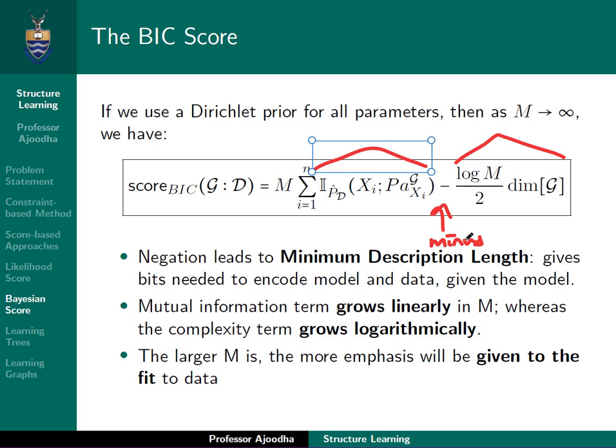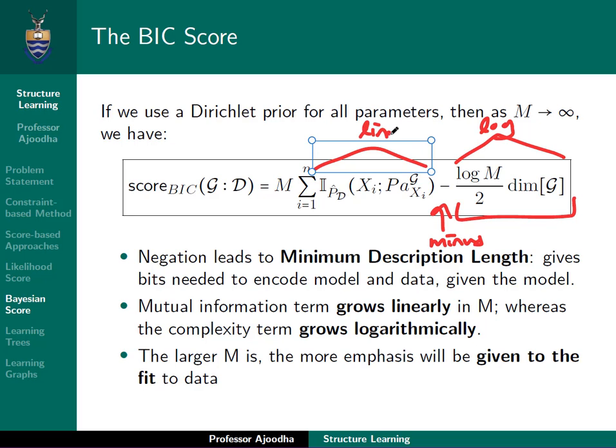So if you have a very high dimensional model, and the number of independent parameters is huge, then the penalty for this term will be huge, and it will bring down the score value. Obviously we're trying to maximize the score here, so if you bring down the score value, then we won't prefer that structure. So that's something important to remember. This is the beautiful property. This is growing logarithmically, and this is growing linearly.